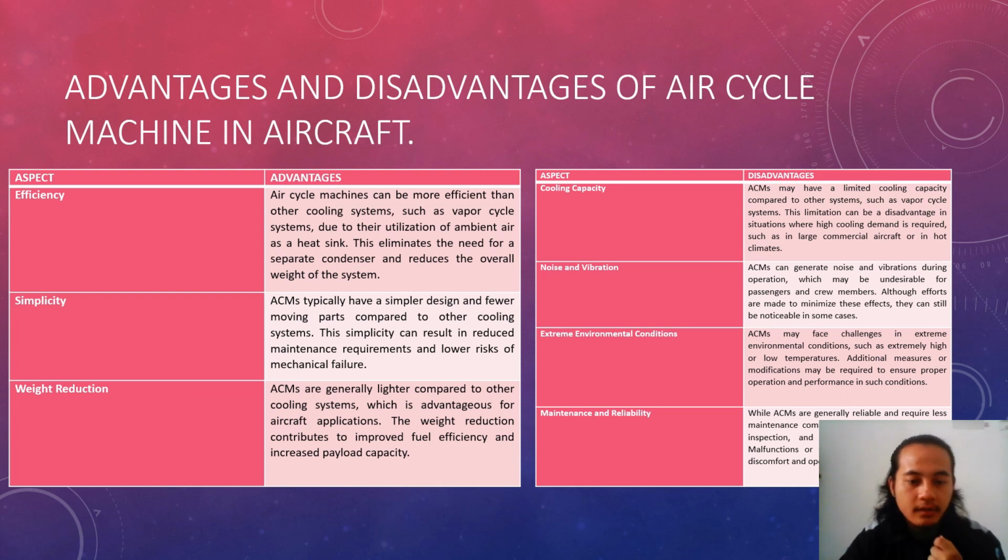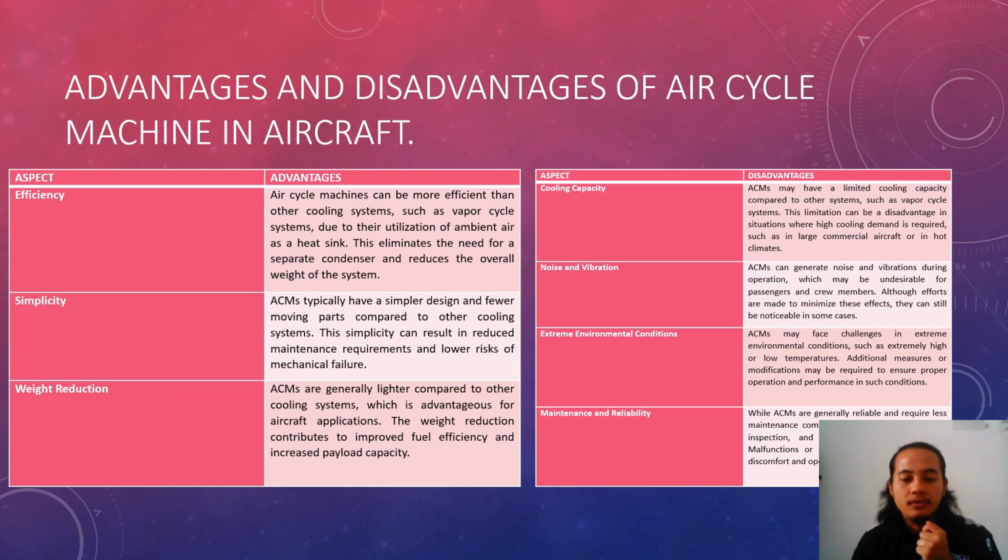Okay, next, advantages and disadvantages of the air cycle machine in aircraft. There are 3 advantages and 4 disadvantages. First, the advantage is efficiency. Air cycle machines can be more efficient than other cooling systems such as vapor cycle systems due to the utilization of ambient air as a heat sink. This eliminates the need for a separate condenser and reduces the overall weight of the system. Second, simplicity. ACMs typically have a simpler design and fewer moving parts compared to other cooling systems. This simplicity can result in reduced maintenance requirements and lower risk of mechanical failure.